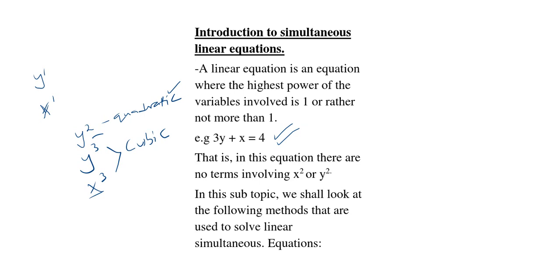So basically what we shall be looking at in simultaneous linear equations are equations having the highest power of the unknown variable being 1. So that is to say, in these equations there are no terms involving x squared or y squared etc.